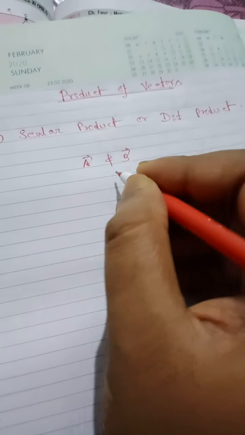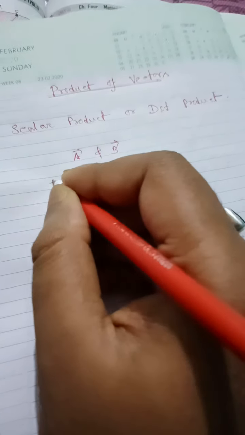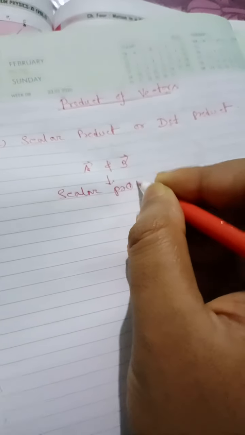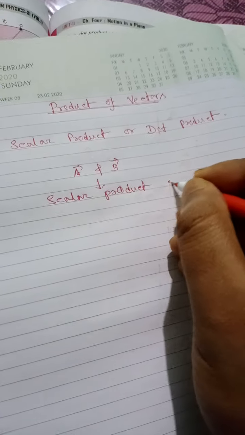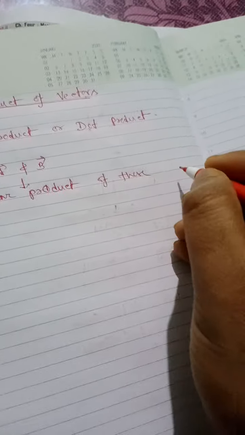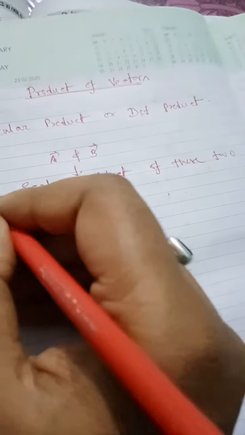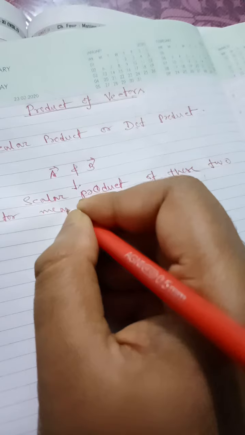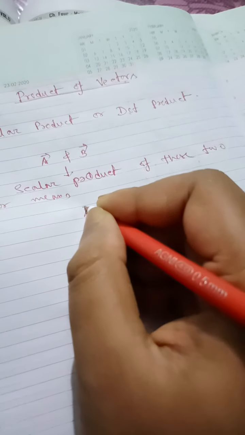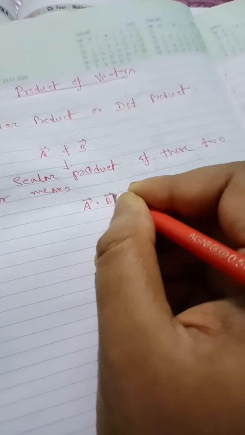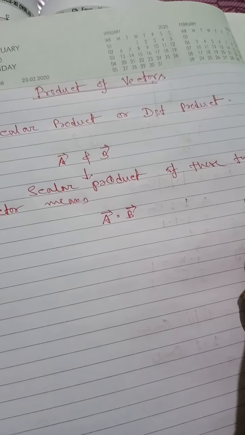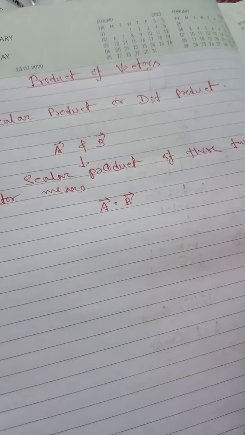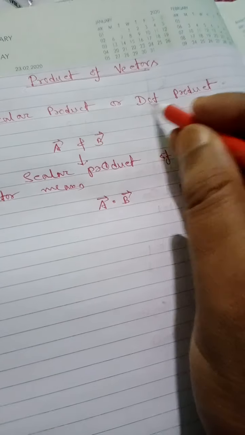The scalar product of these two vectors is written as vector A dot B. So the scalar product is represented with a dot, A dot B. That's why it is also called the dot product.